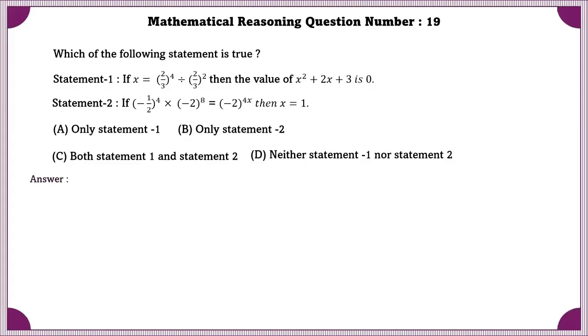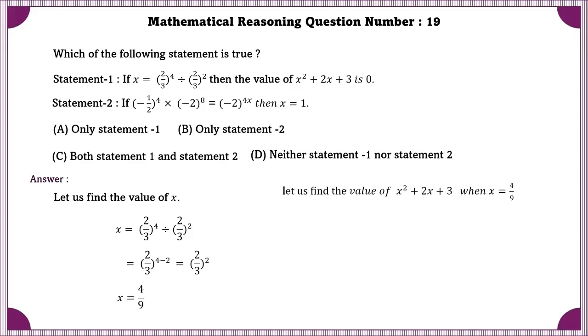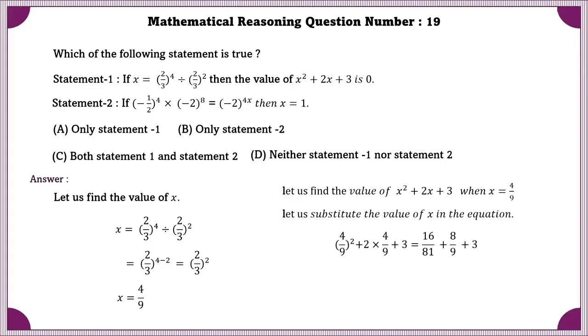Mathematical reasoning question number 19. Which of the following statements is true? Statement 1: if x is equal to 2 by 3 to the power 4 divided by 2 by 3 to the power 2, then the value of x square plus 2x plus 3 is 0. First, let's find the value of x. Simplifying, we will get x as 4 by 9. Let us find the value of x square plus 2x plus 3 when x is equal to 4 by 9. We will get the answer as 4 7 by 81, which is not equal to 0.